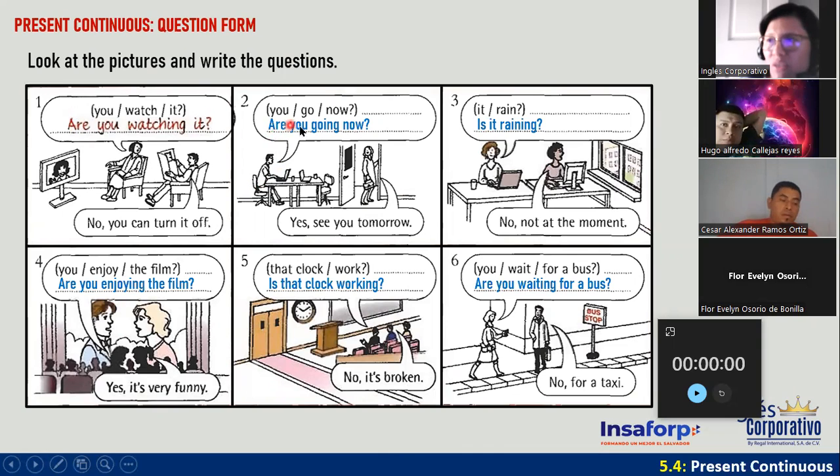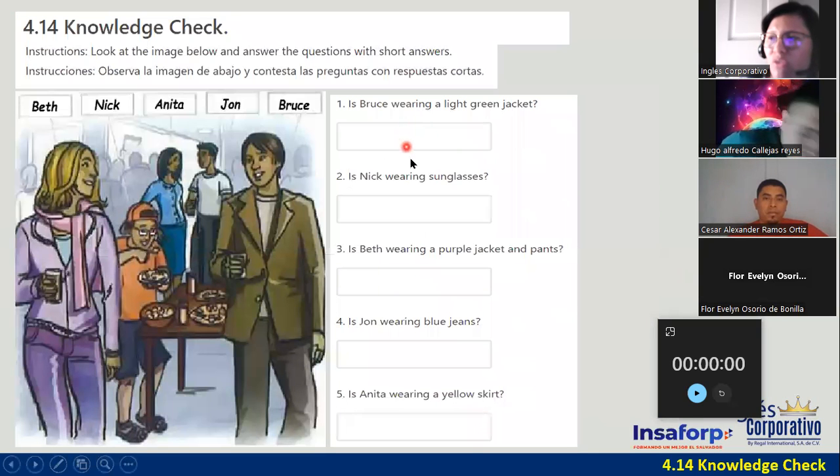Okay, so remember, recordemos la fórmula para hacer preguntas. Verbo to be, sujeto, verbo más ing y complemento si es que necesitamos uno. ¿De acuerdo? Okay, entonces, what we're going to do right now is that we're going to answer, vamos a contestar un ejercicio que también está dentro de la plataforma. Y aquí también son yes, no questions, pero vamos a responder solo con respuestas cortas.